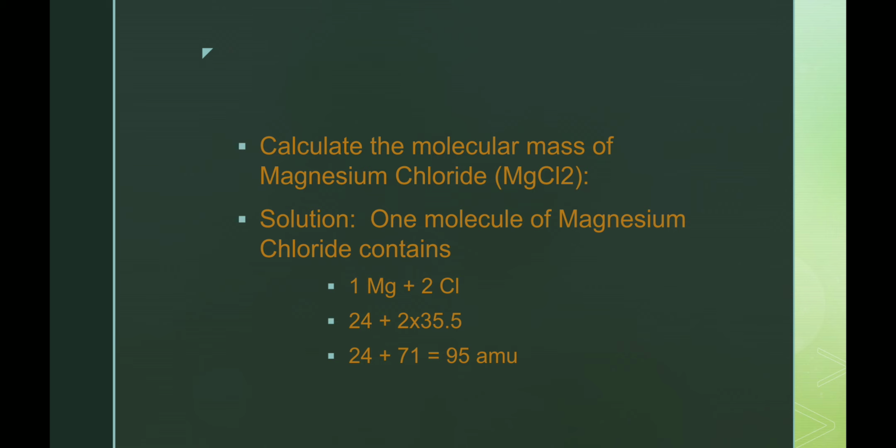Therefore, one molecule of magnesium chloride contains 1 Mg plus 2 Cl. So, magnesium atomic weight is 24 plus atomic weight of chlorine is 35.5. Since chlorine has two atoms here, therefore 24 plus 2 into 35.5 equals 24 plus 71, which sums up to 95 AMU. Therefore, molecular mass of magnesium chloride is 95 AMU.